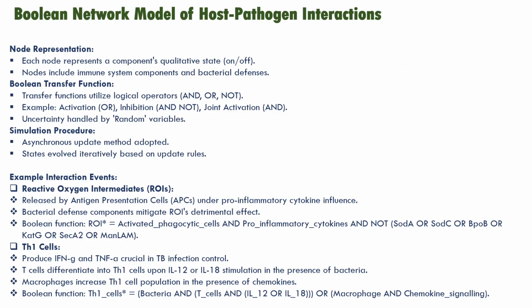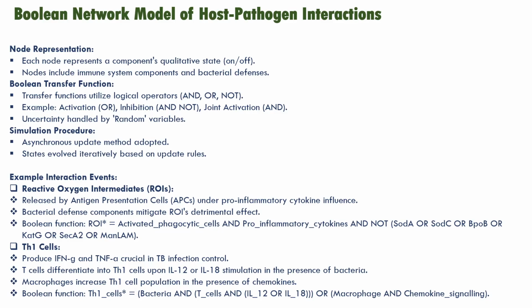So basically, for node representation, each node represents a component's qualitative state, which can be either on or off. So it can be 0 or 1. Then there is a Boolean transfer function. For the transfer function, they utilize logical operators that can be AND, OR, NOT, etc. One example is joint activation, which is AND, and inhibition, specifically AND NOT. Uncertainty is handled by random variables, as we spoke about.